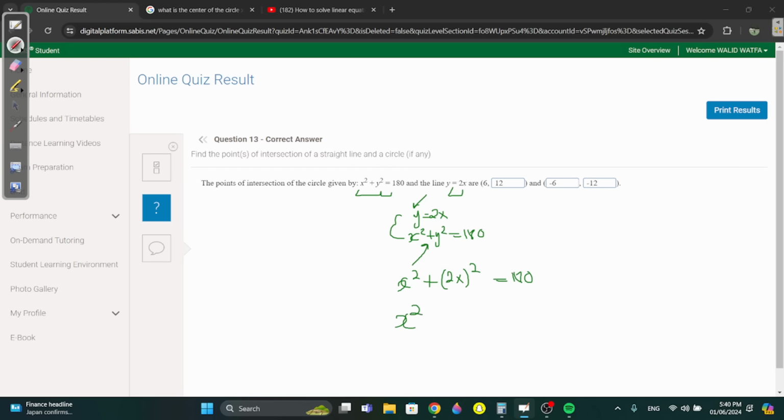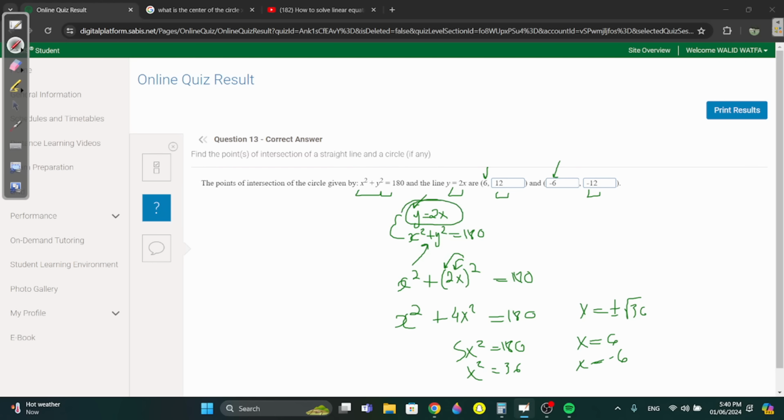Then it's going to become x squared plus 2x squared is 4x squared. Remember that you distribute the square onto all members of that number, equals 180. x squared plus 4x squared is 5x squared equals 180. You get x squared equals 36. So x equals plus minus radical 36, and x equals 6 and negative 6. So my x is 6 and negative 6, but they also want the y. How do we find the y? We said that y equals 2x, right?